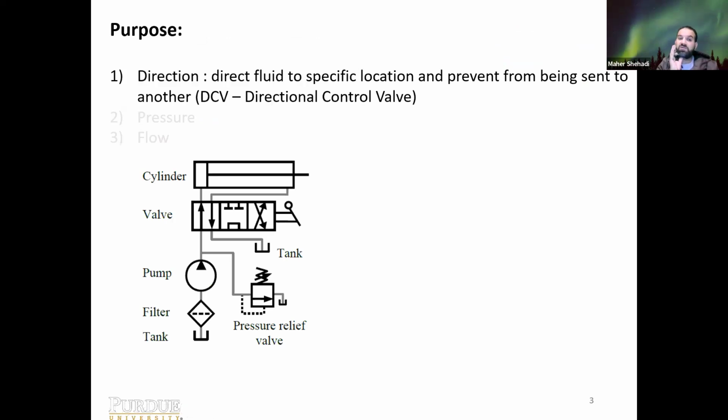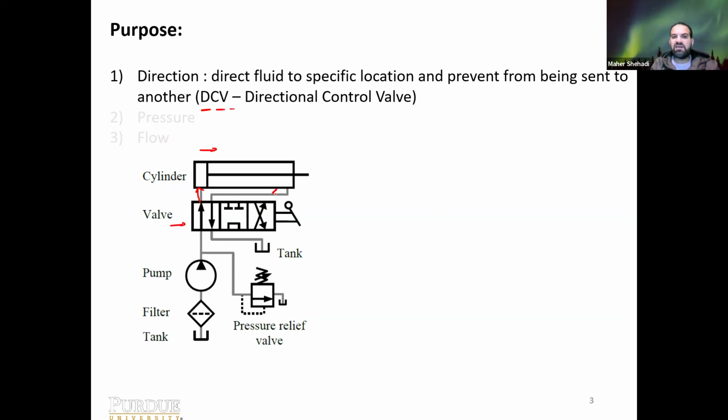For example, the direction: we have two main types. We have what we call the DCV, from the name, directional control valve. It's used to control the direction. For example, if you're using this DCV inside this cylinder, you will need to change the position so that you direct the flow to go to the front or to the left side of the piston to push it.